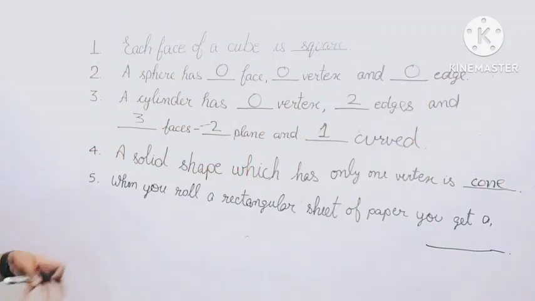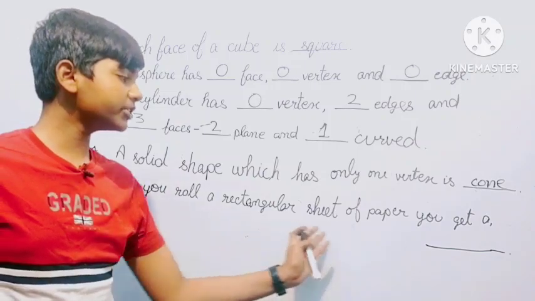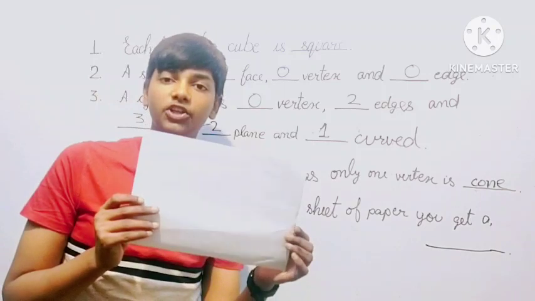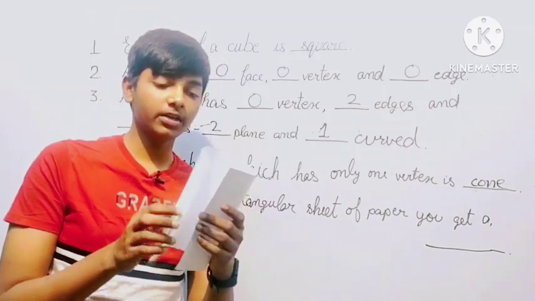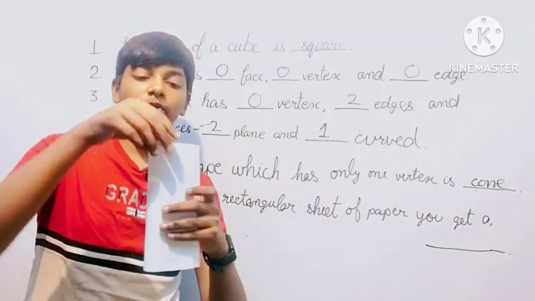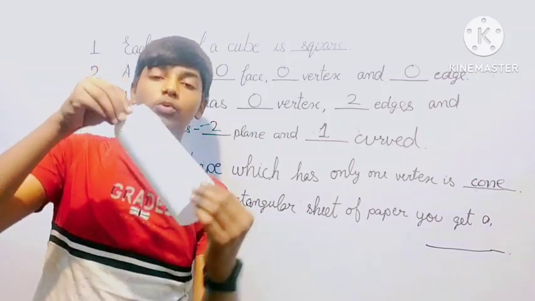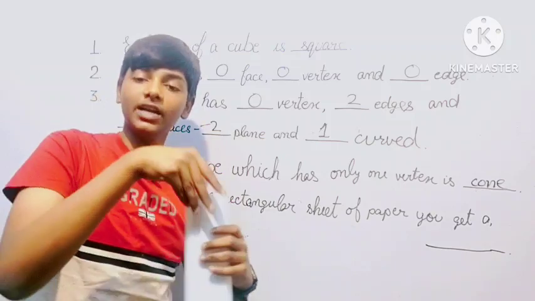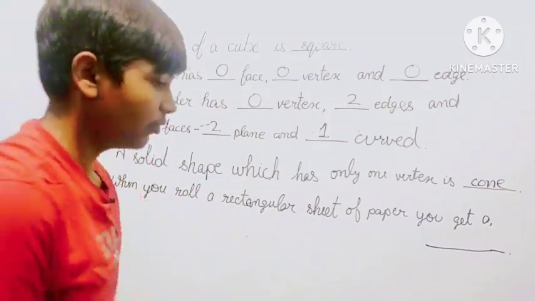Our next question is, when you roll a rectangular sheet of paper, you get a what? So this is a rectangular sheet of paper, and when you have rolled it, what will you get? You will get a cylinder. If you assume that there are two circles on this side and on this side, this would become a cylinder. So the answer for this question would be cylinder.